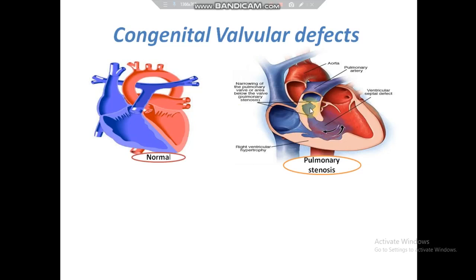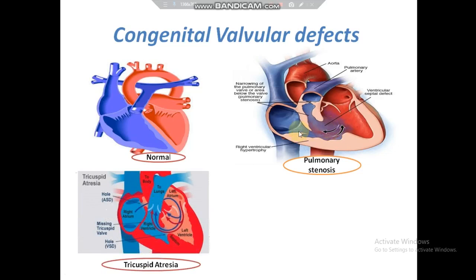Sometimes there can occur complete blockage of the pulmonary outflow of the right ventricle. So nature comes to the rescue. In order to compensate, blood has to go somewhere. There occurs at the same time a ventricular septal defect. So from the right, this blood will flow to the left, just like this.